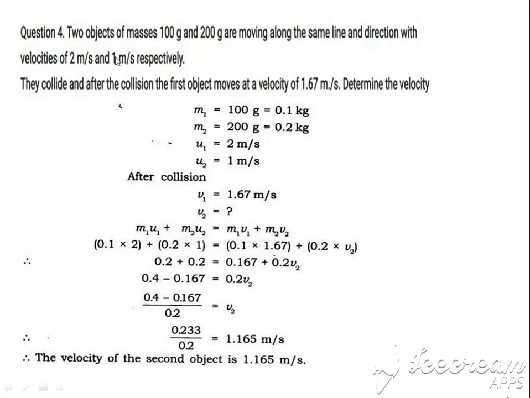Suppose we have the same question, but the question language changes here. It says that they are moving in opposite directions and collide. So in that case, 2 would be positive and 1 would be negative. So this has to be kept in mind while solving such questions.